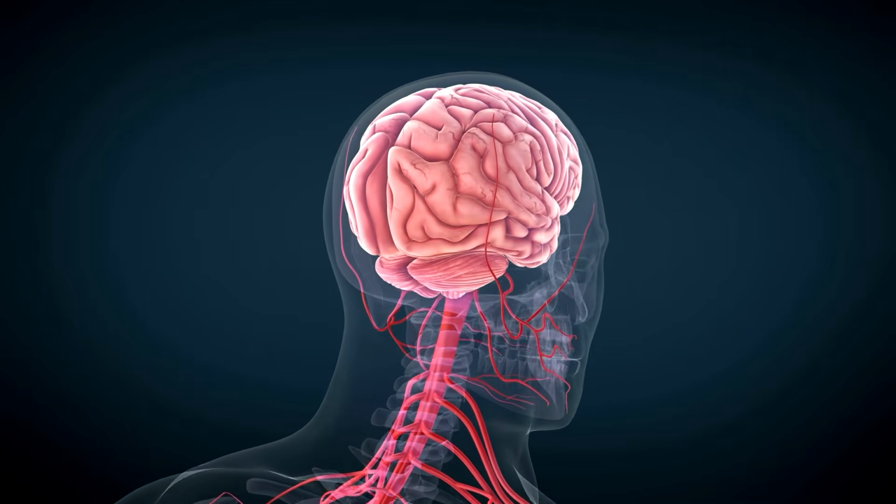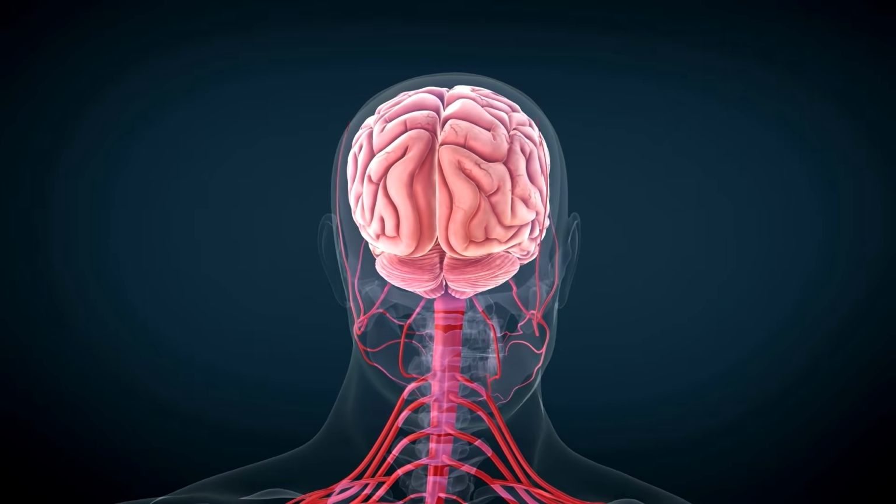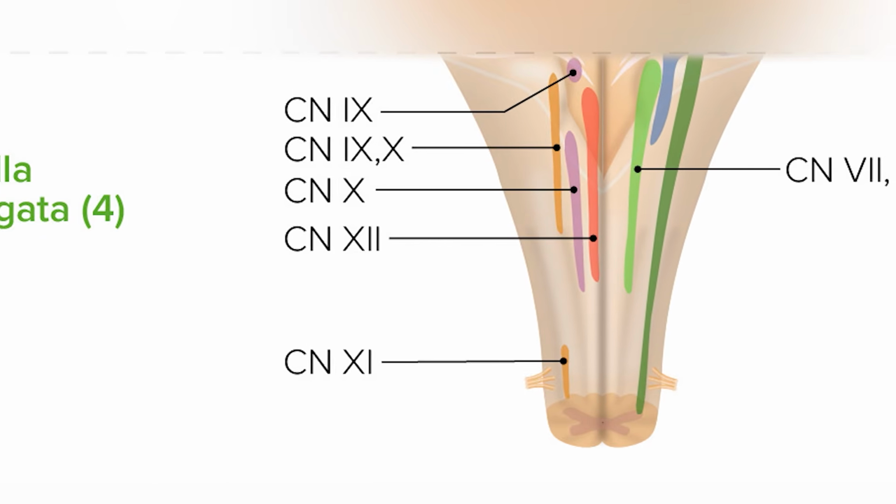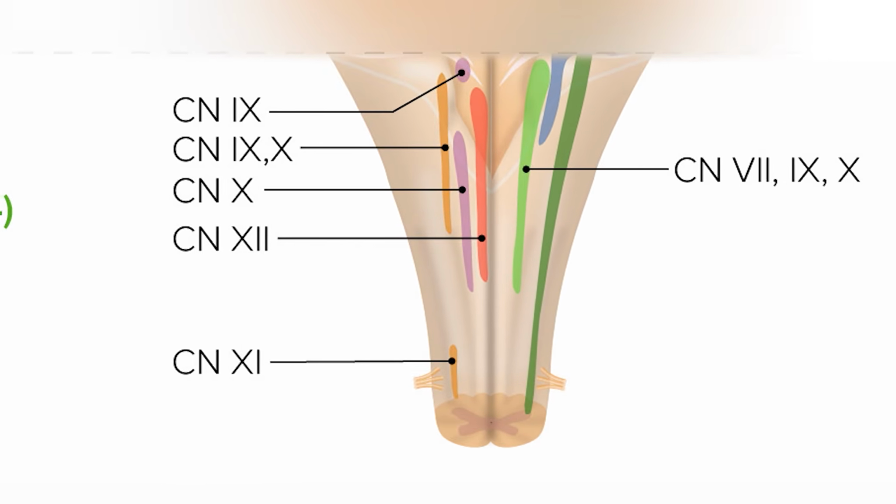This decussation is why each hemisphere of the brain controls the opposite side of the body. The medulla also houses nuclei for cranial nerves 8 through 12.